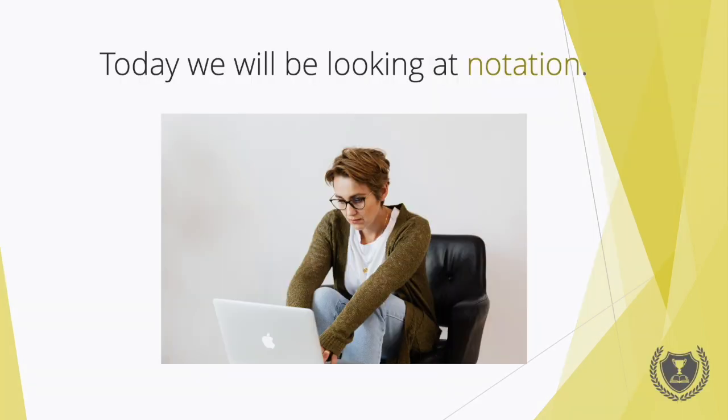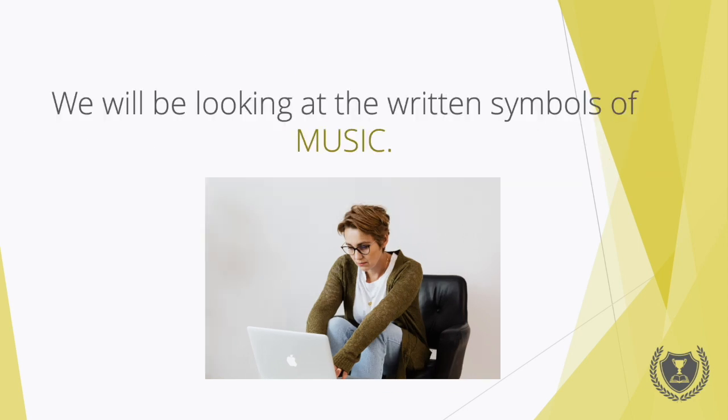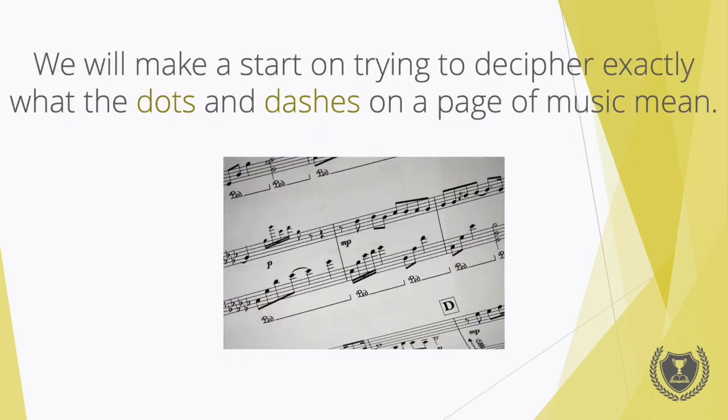Today we will be looking at notation. The word notation means a series or system of written symbols used to represent numbers, amounts, or elements in something such as music or mathematics. Of course, we will be looking at the written symbols in music. We will make a start on trying to decipher exactly what the dots and dashes on a page of music mean. Please remember that this is going to be at a very basic level.